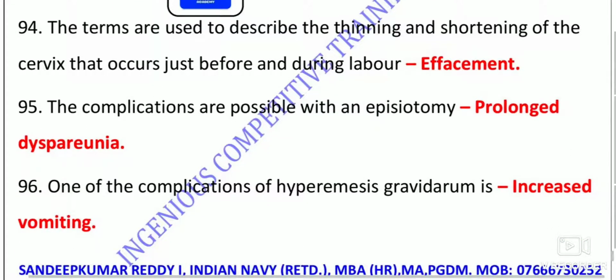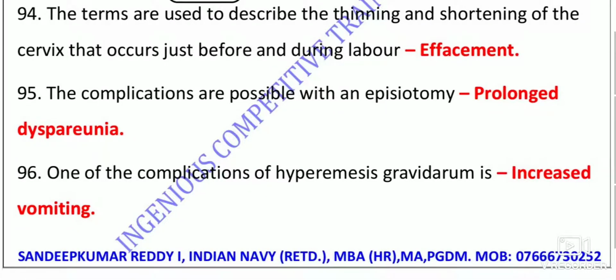The term used to describe the thinning and shortening of the cervix that occurs just before and during labor is effacement. What exactly is effacement? It describes the thinning and shortening of the cervix just before and during labor. A complication possible with an episiotomy is prolonged dyspareunia. So please go through the complications possible with episiotomy.